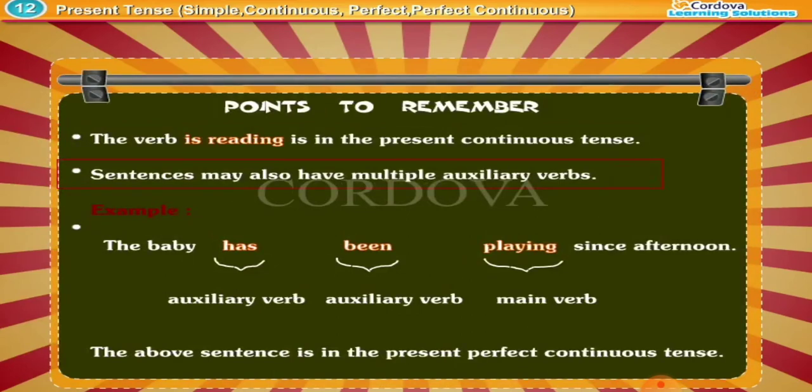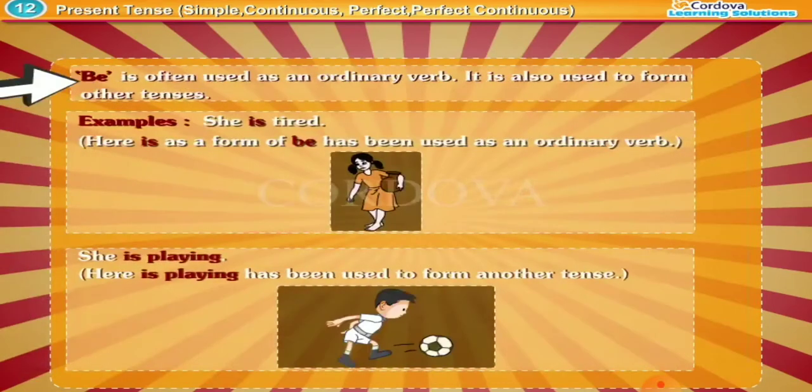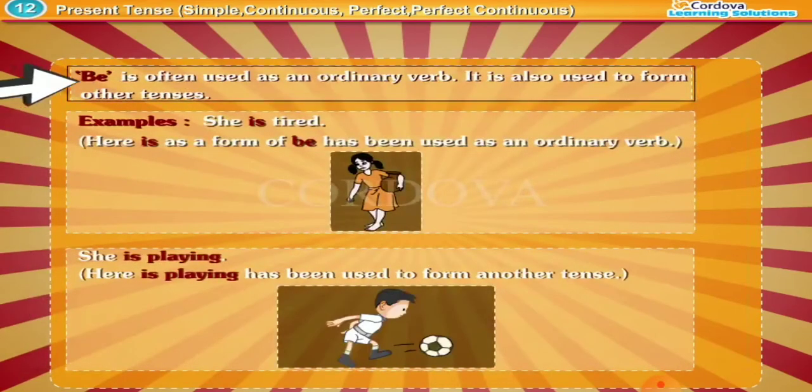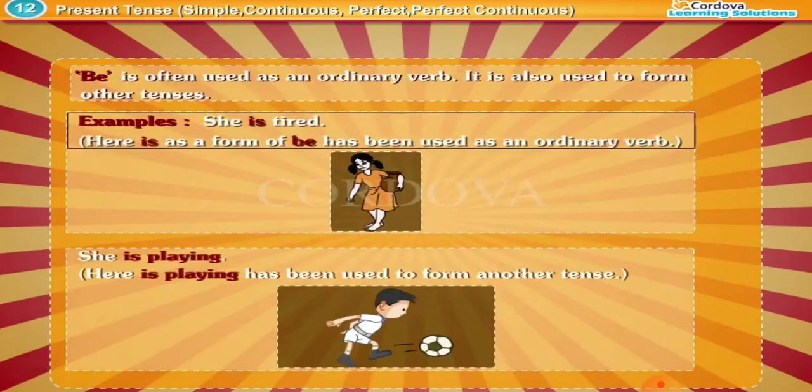Sentences may also have multiple auxiliary verbs. Example: the baby has been playing since afternoon. The above sentence is in the present perfect continuous tense. Be is often used as an ordinary verb. It is also used to form other tenses.